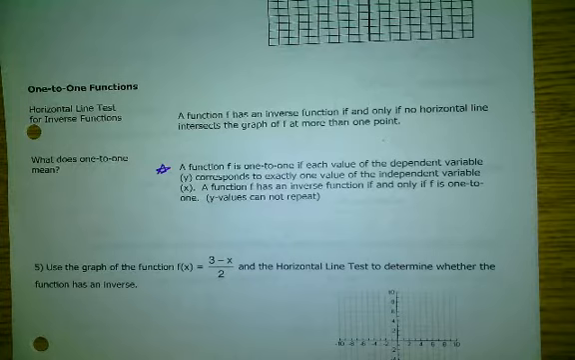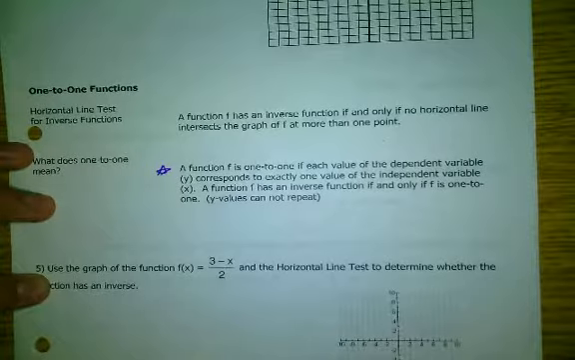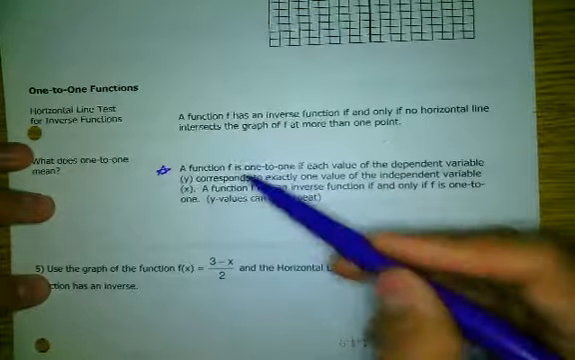Okay? Now, your question might be, well, how am I going to figure out if it's one-to-one? Well, how do we figure out that a function is one-to-one? A function has an inverse, and we know that it has an inverse if it's one-to-one, and we know that it's one-to-one if no horizontal line intersects the graph at more than one point. This is known as the horizontal line test.